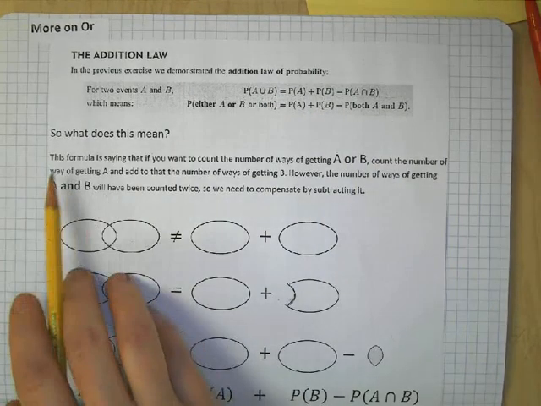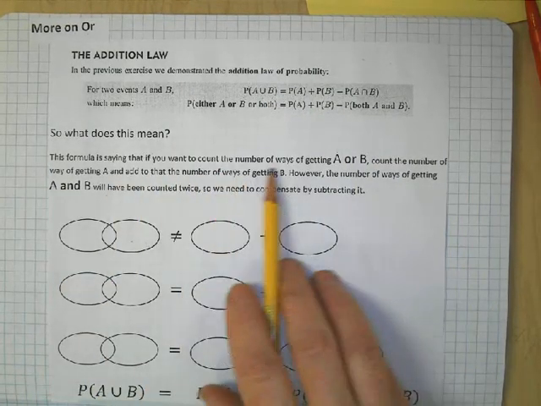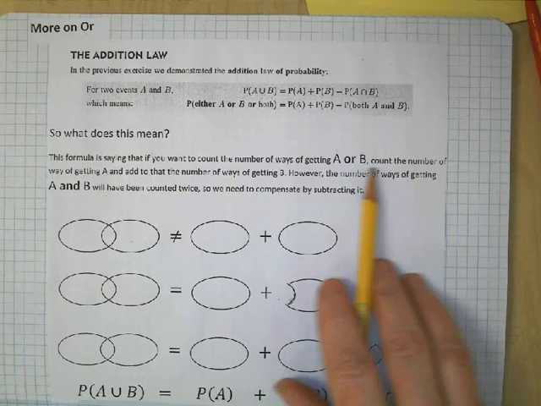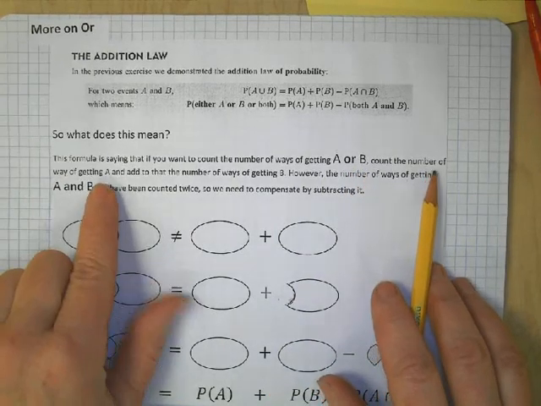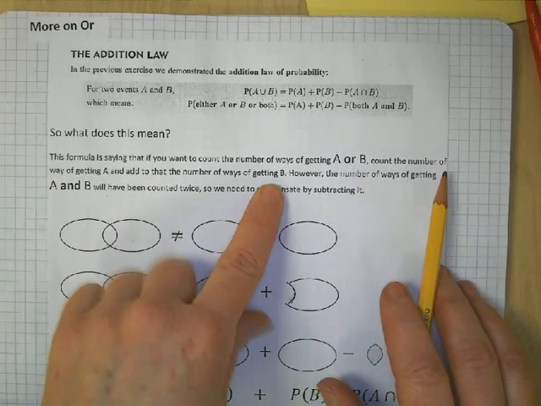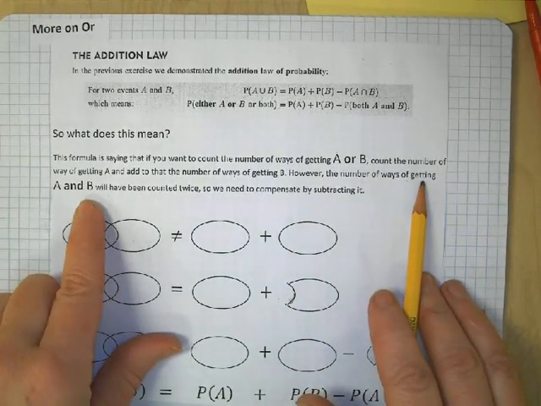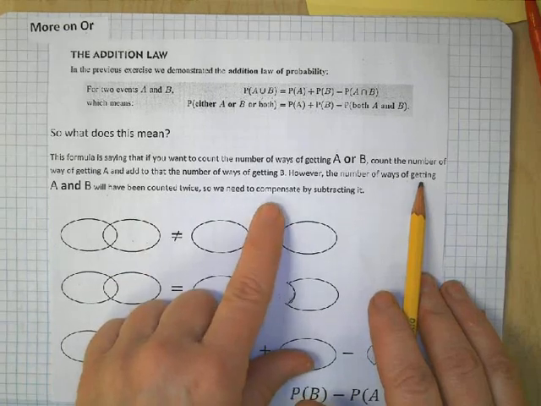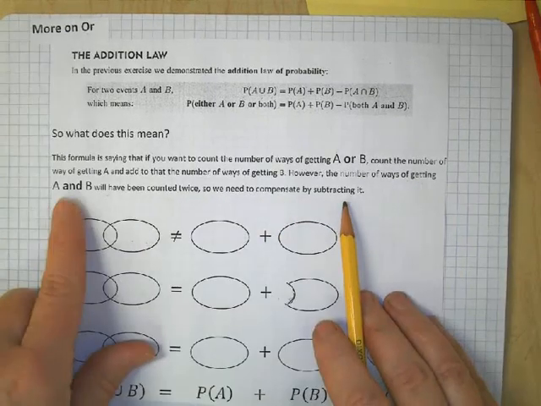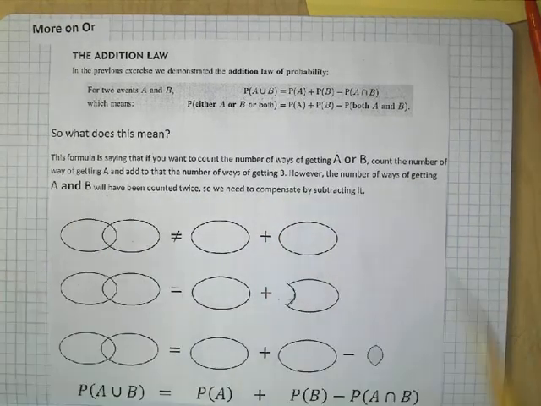This formula is saying that if you want to count the number of ways of getting A or B, count the number of ways of getting A, add to that the number of ways of getting B. However, the number of ways of getting A and B will have been counted twice, so we need to compensate by subtracting it. We need to subtract the overlap. So you can see that visually here.